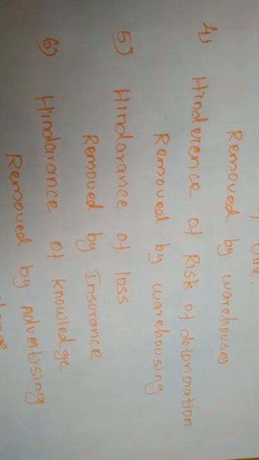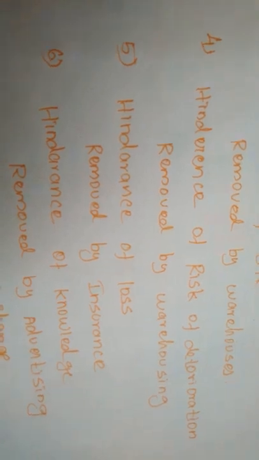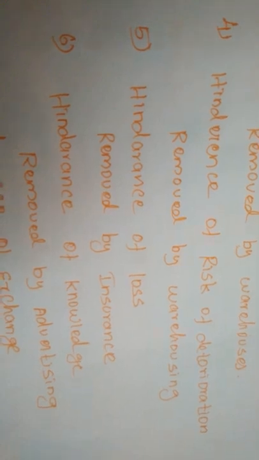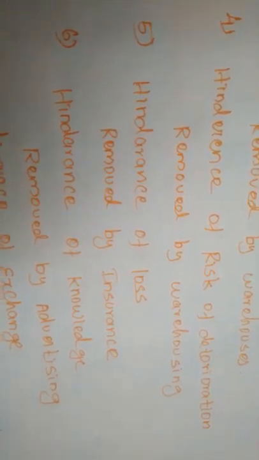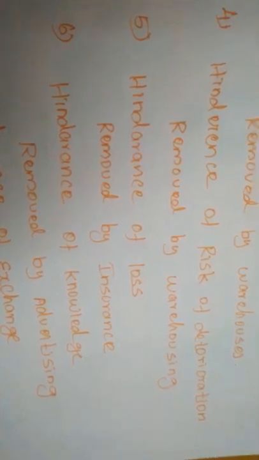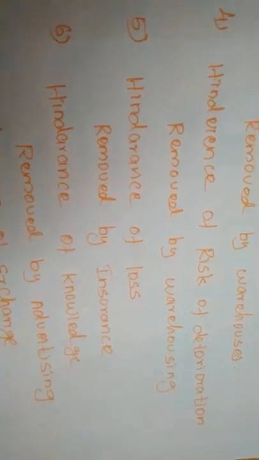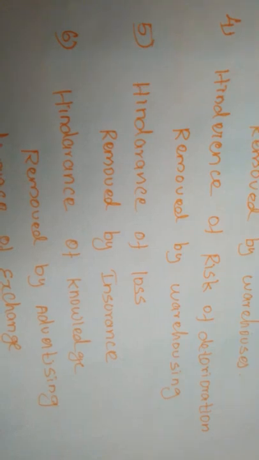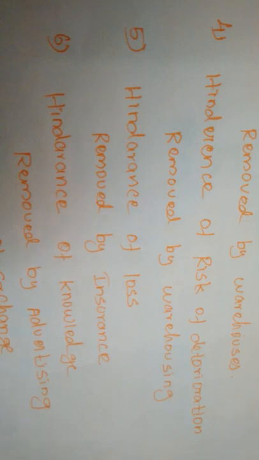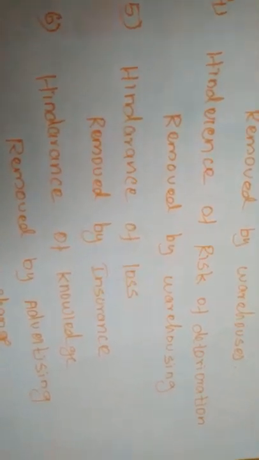When they are producing the commodity, they may also get some loss. Otherwise, when the product is on the way in any of the transport, the transport also will meet a loss. This type of loss is also called a hindrance of loss. How can we remove or eliminate this loss? This type of loss will be removed by insurance.